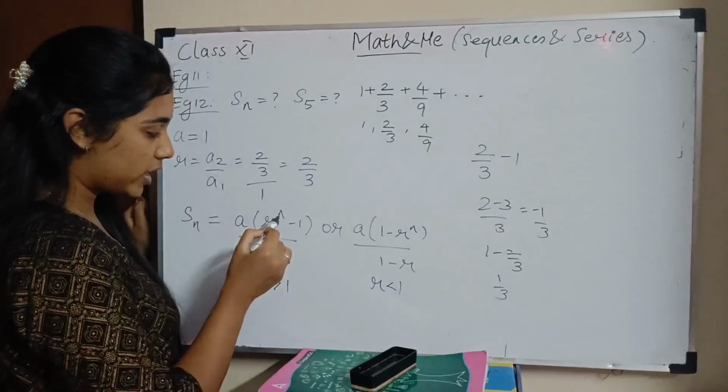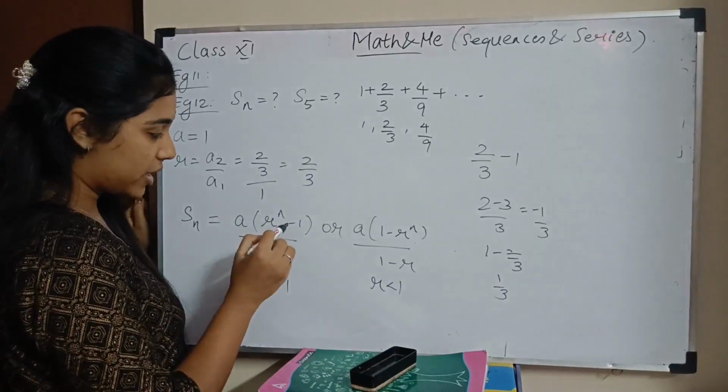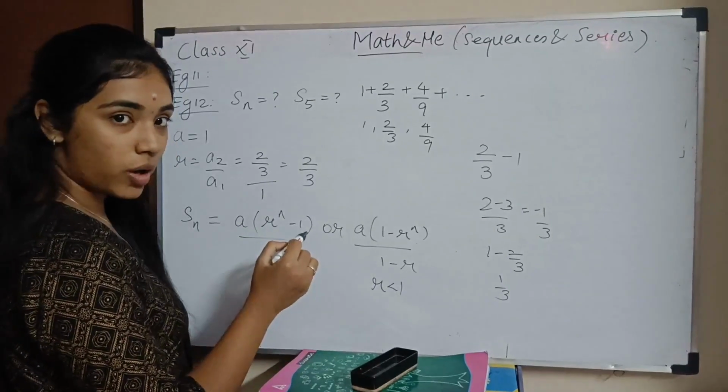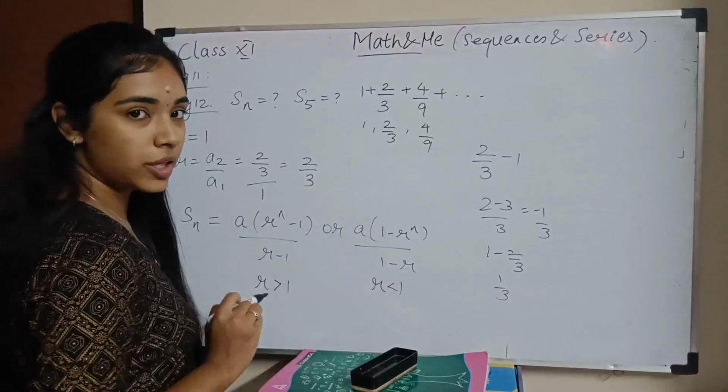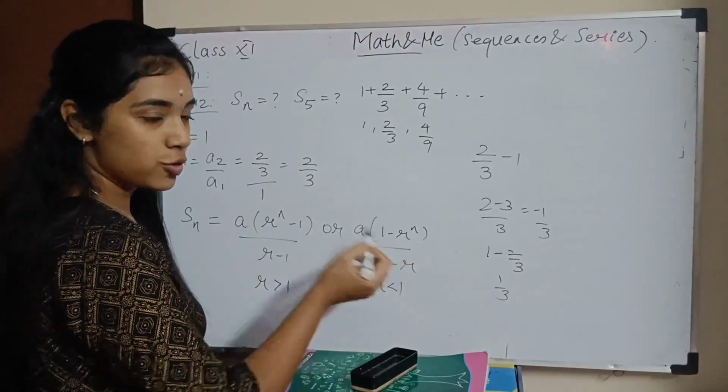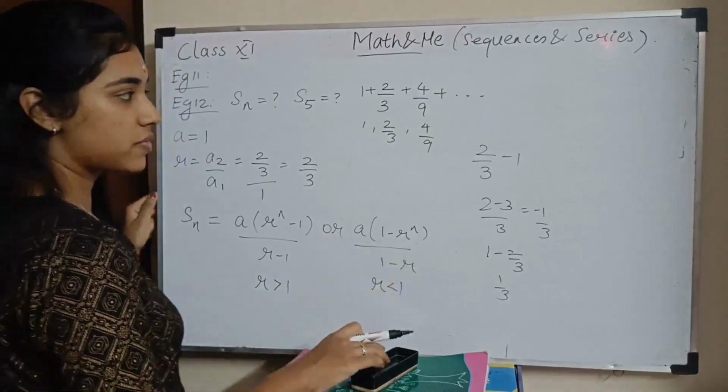Smaller than 1, you will get a smaller number. If you have 0 minus 1, it will be minus 1. It will be a negative number. So try to choose between the two formulas. In this case, I am going to use this formula because I need a positive number.